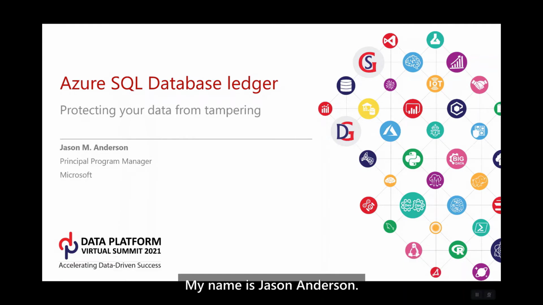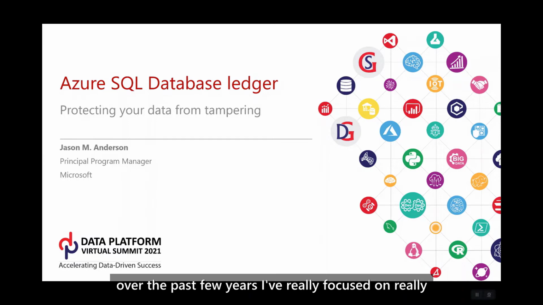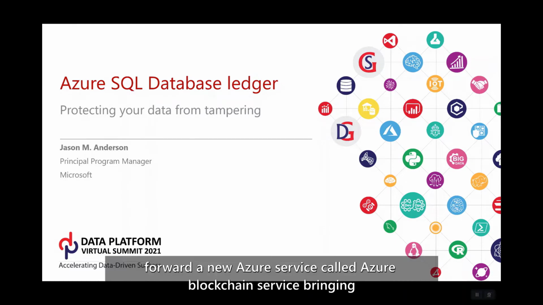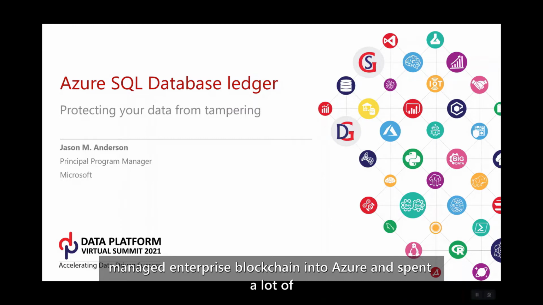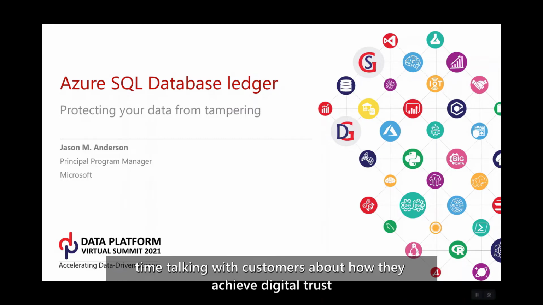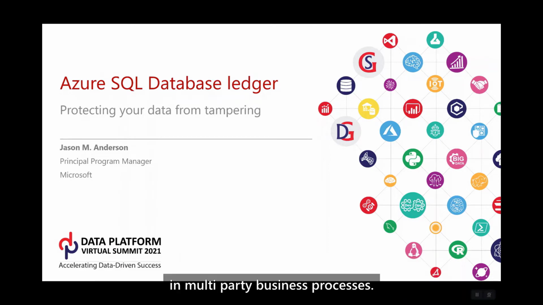My name is Jason Anderson. I'm a principal PM on the Azure Data team. And over the past few years, I've really focused on this concept or topic of digital trust. Back in 2018, I led the effort to bring forward a new Azure service called Azure Blockchain Service, bringing managed enterprise blockchain into Azure, and spent a lot of time talking with customers about how they achieve digital trust in multi-party business processes.